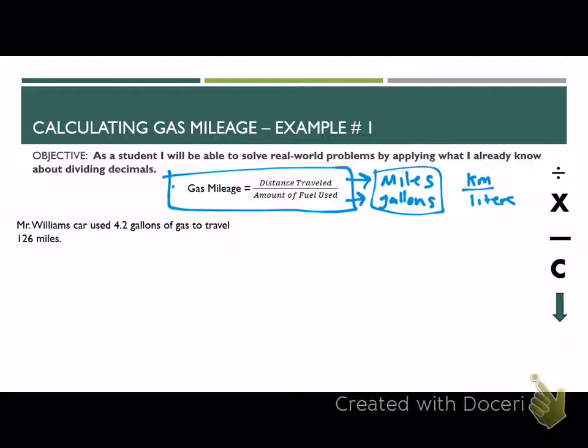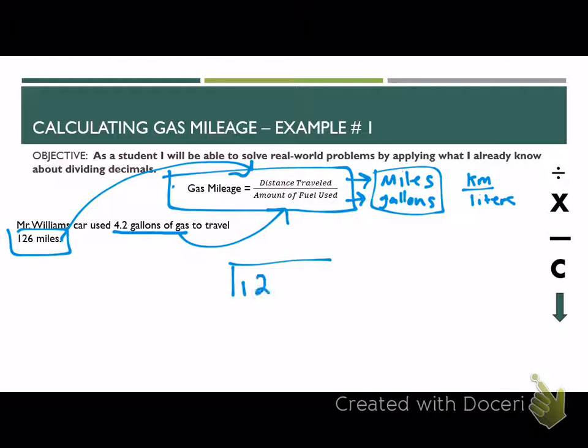It says, Mr. Williams' car used 4.2 gallons of gas to travel 126 miles. So, 4.2 gallons of gas is the amount of fuel used, while 126 miles would be our distance traveled. So quite simply, all we're going to do is divide those things. Now, distance traveled is on the top of our equation, so it's going to go inside the box. 126 goes inside the box. And on the outside is 4.2 gallons.